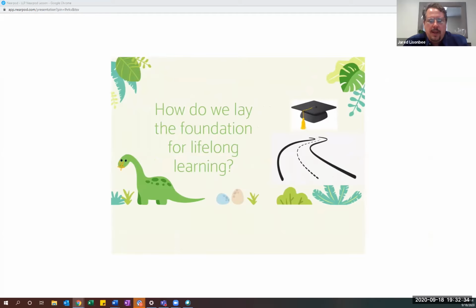This document also helped guide our thinking as a writing committee. We're thinking about what foundations we are laying for long-term learning. So that's the next question: how do we lay the foundation for lifelong learning? Go ahead, Jamie.